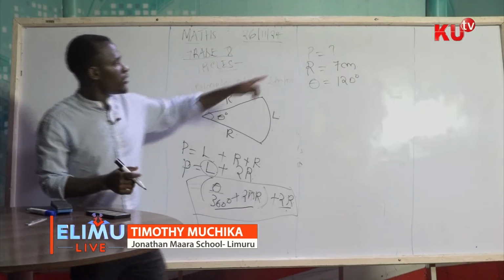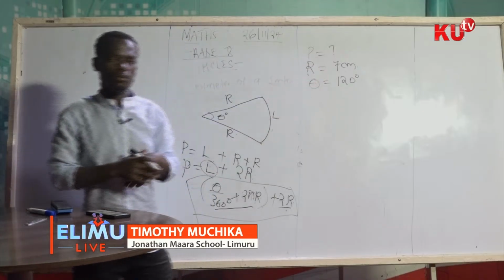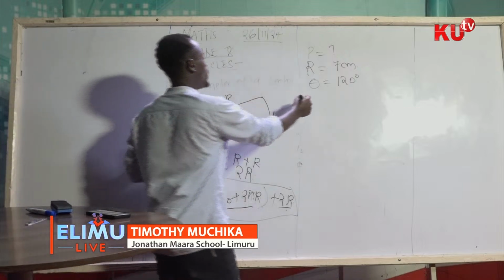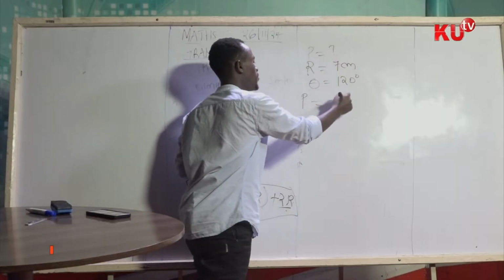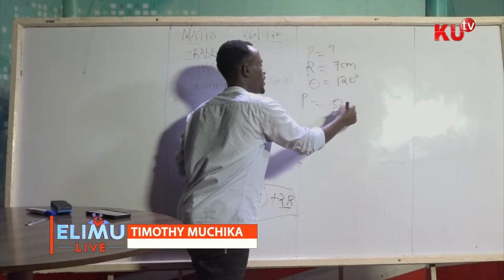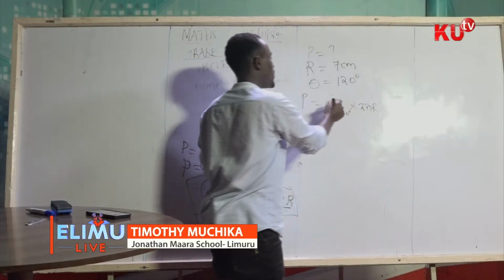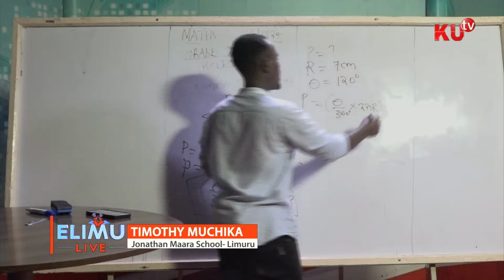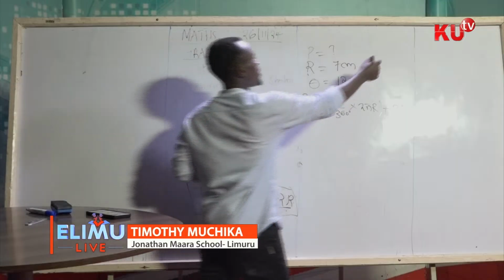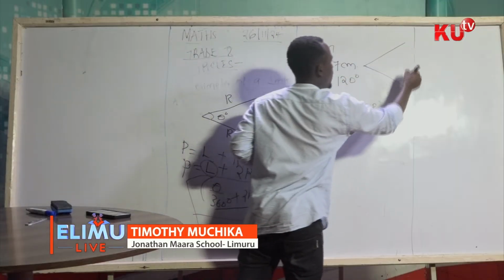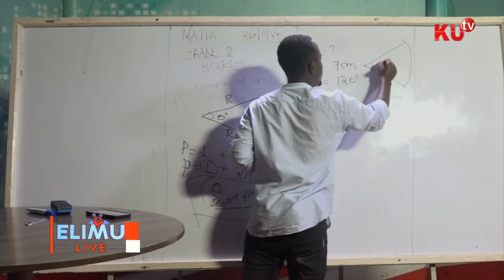So you are told to find the perimeter. You've been given the radius, you've been given the angle. So we know that to work out the perimeter, you're supposed to work out the arc length, which is defined by theta over 360 multiplied by 2 pi r. This is now the arc length. And then we add the arc length to 2 radii.